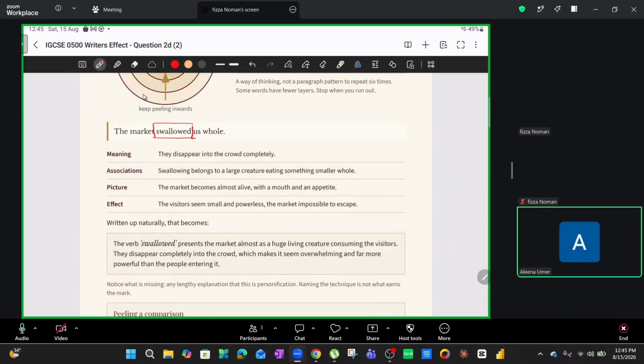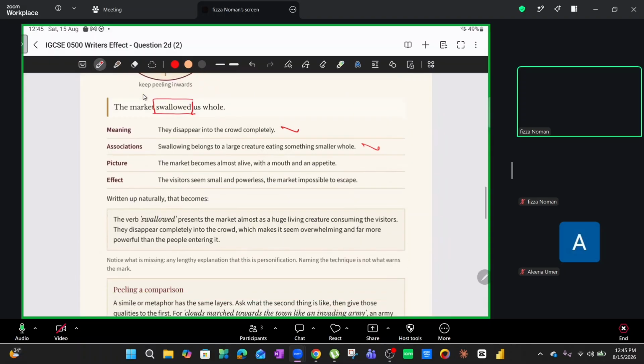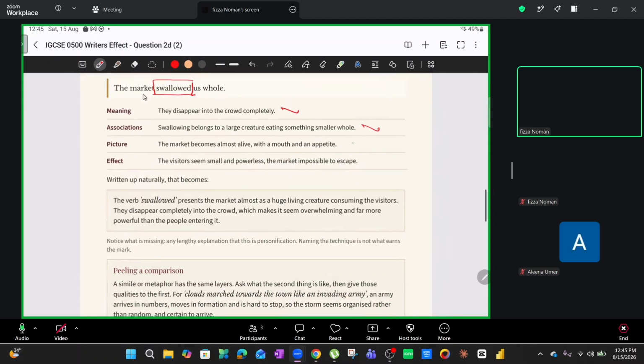Yes. And then lastly, we have effect. So they disappear into the market completely. That's your meaning, the connotation meaning. Association is swallowing belongs to a large creature eating something smaller whole. Picture the market becomes almost alive with the mouth and an appetite. Basically, it's come alive. Again, this is also personification as well. Isn't that the case?